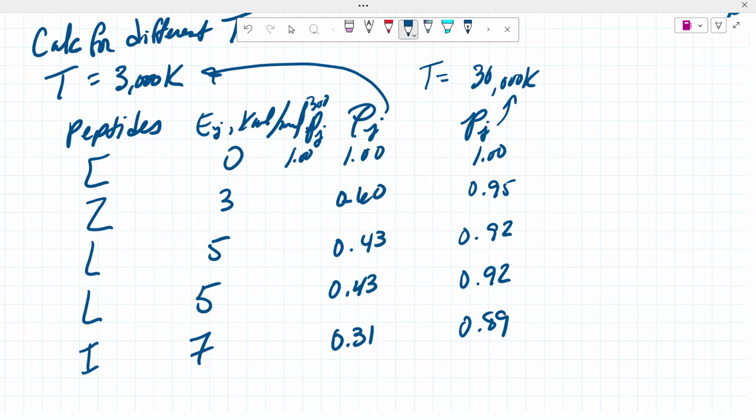We have 6.31 times 10 to the minus 3. We have 2.15 times 10 to the minus 3, 2.15 times 10 to the minus 3, and we have 7.35 times 10 to the minus 6.